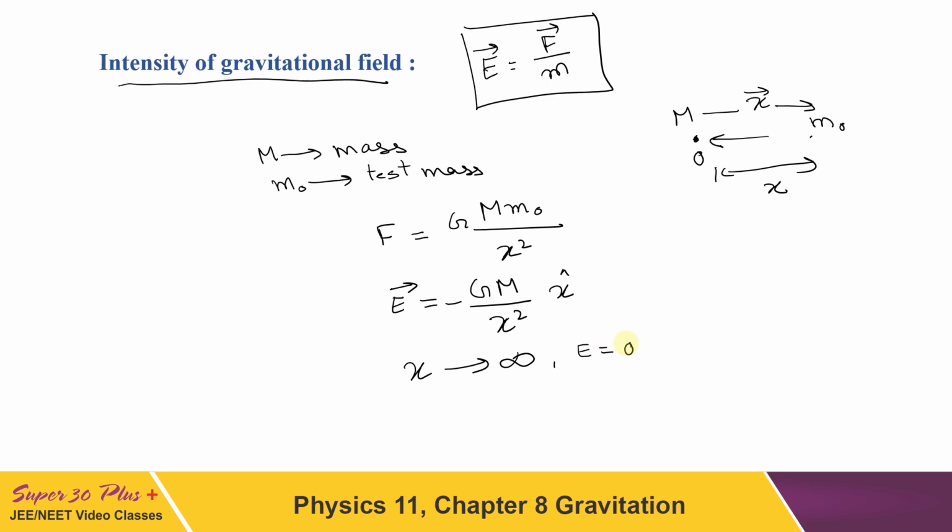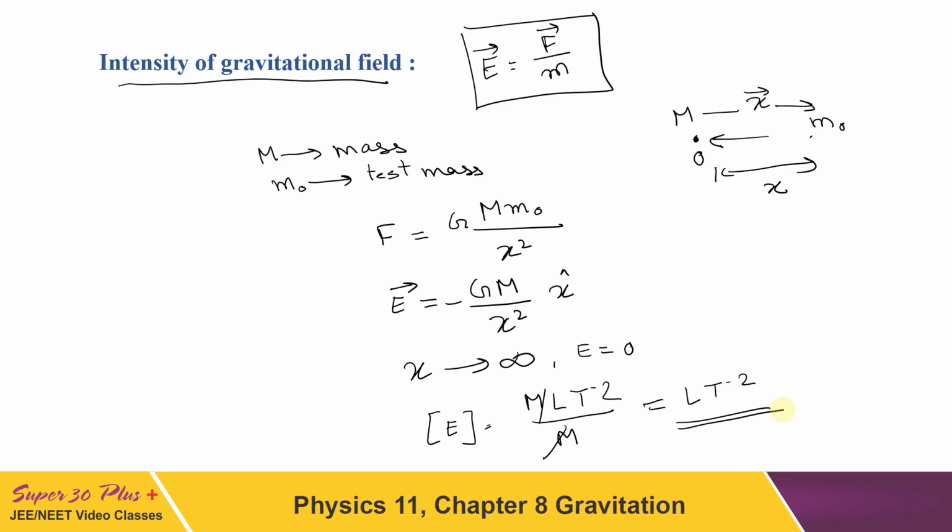What should be its dimension? Since it is force per unit mass, its dimension should be, for force, we can write mLT^-2 upon mass. As we can see here, this is an acceleration term. So gravitational field intensity is actually an acceleration term, and this is the reason why we call the gravitational field of Earth equal to acceleration due to gravity, because we are getting an acceleration term, so it is written as acceleration due to gravity.